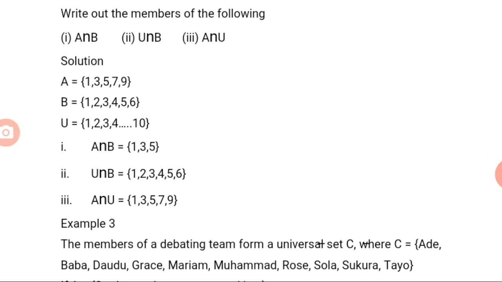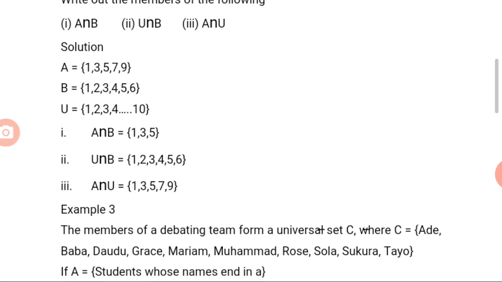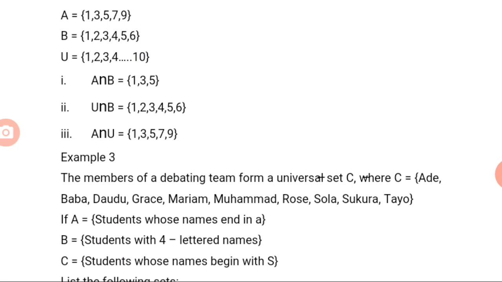Now, question 2. What are the elements that you can find in the universal set intersection B? That is U intersection B. Is that clear? Now we can find 1, 2, 3, 4, 5, and 6. So these are the elements that you can find in U intersection B.